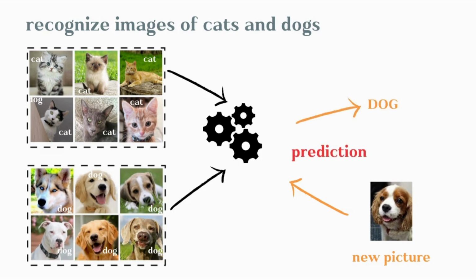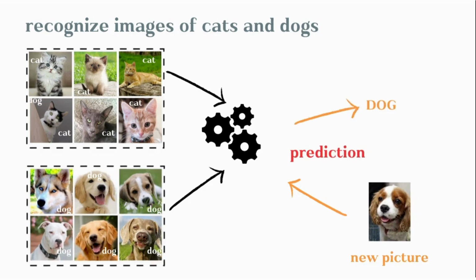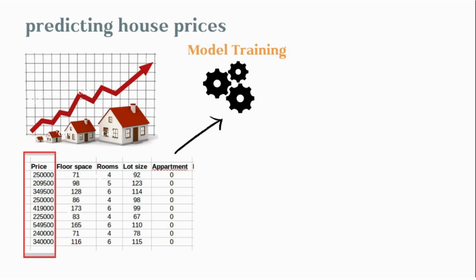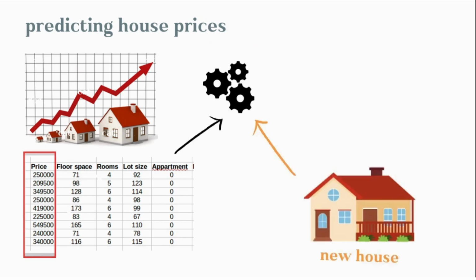Another example is predicting house prices. Here, our features might include the size of the house, the number of bedrooms, and the location. The label would be the actual price of the house. By training on a data set of houses with known prices, the model can learn to predict the price of a new house based on its features.